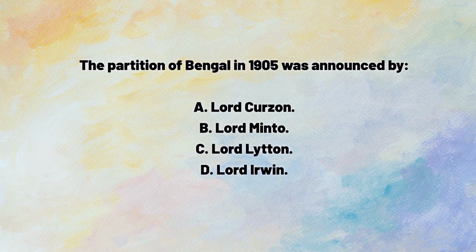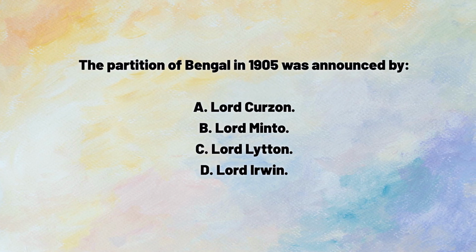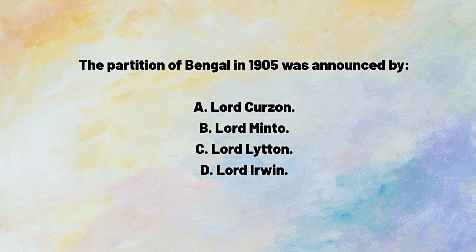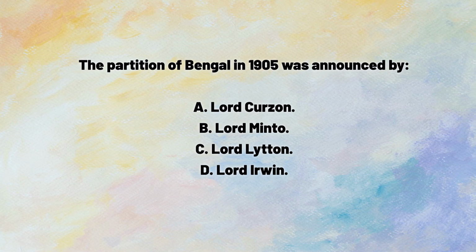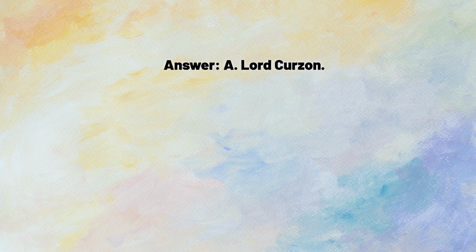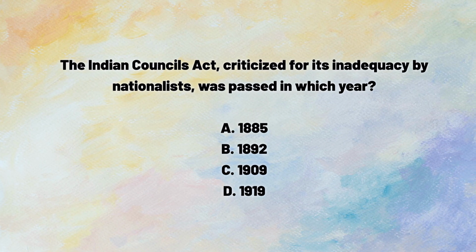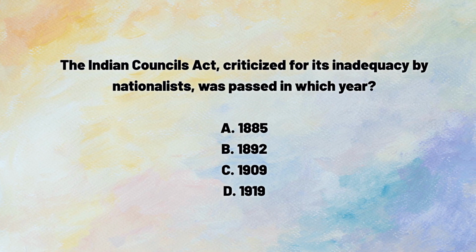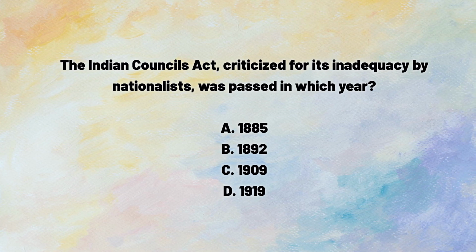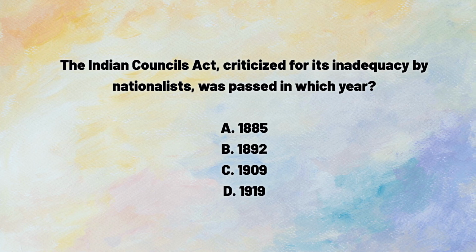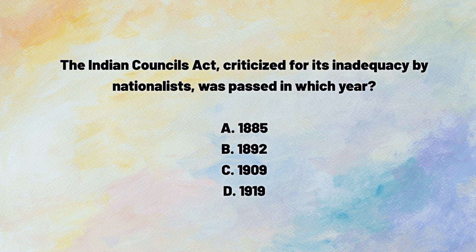The partition of Bengal in 1905 was announced by A. Lord Curzon, B. Lord Minto, C. Lord Lytton, D. Lord Irwin. Answer: A. Lord Curzon. The Indian Councils Act, criticized for its inadequacy by nationalists, was passed in which year? A. 1885, B. 1892, C. 1909, D. 1919.